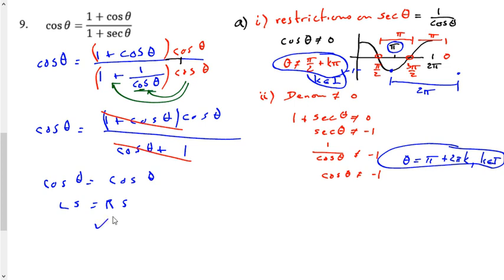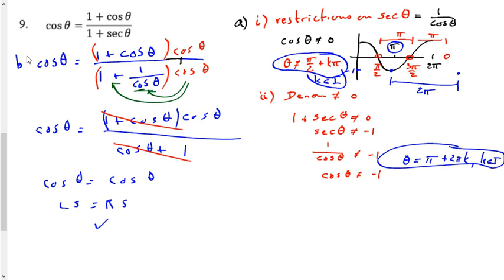And we finished our proof. So here you can see why it was actually a good thing that I didn't distribute this cosine into the brackets, because I found this common factor of 1 plus cos theta between the numerator and denominator. Any questions?